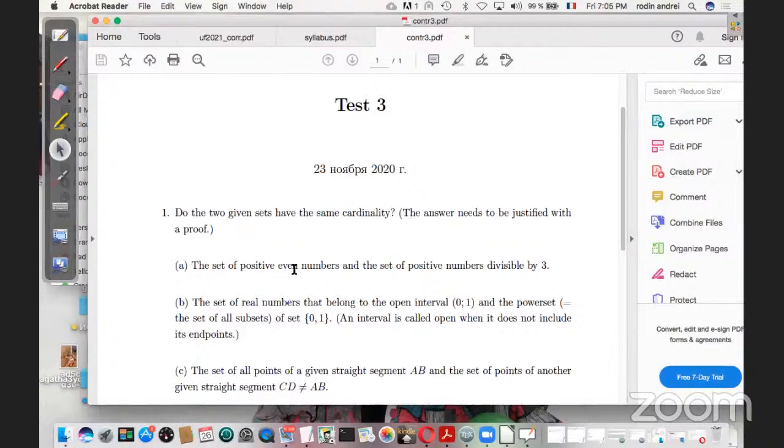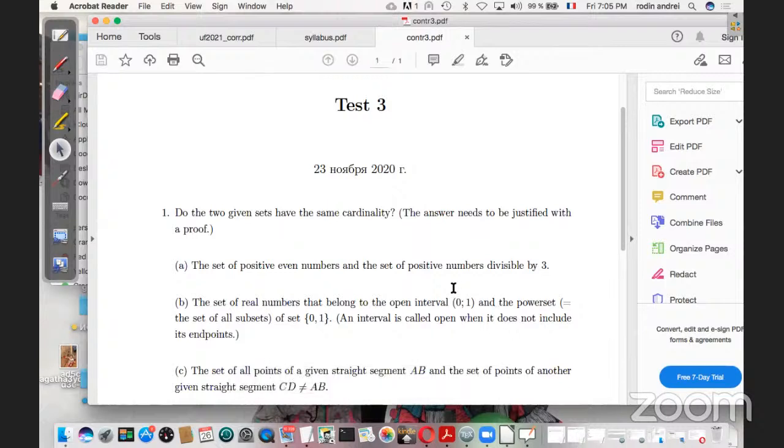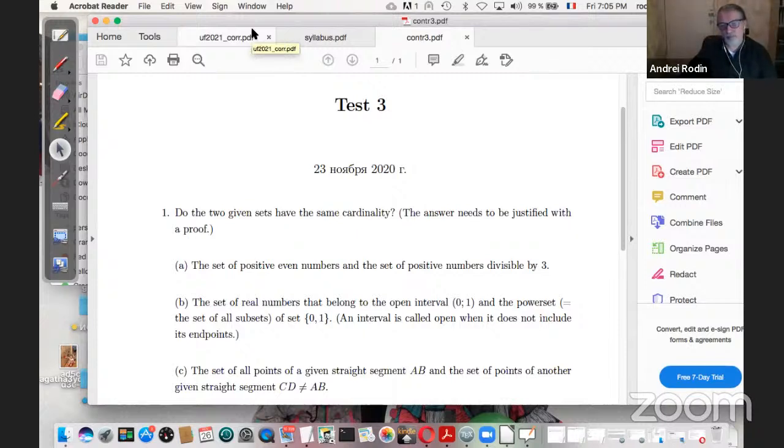The set of positive even numbers and the set of positive numbers divisible by 3. So what do you think? Even numbers we discussed, right? And so we know they are countable. But what about not even numbers, but those divisible by 3? We don't have a special word for that, but it's similar, right? So even means divisible by 2, and now I want to consider numbers divisible by 3.